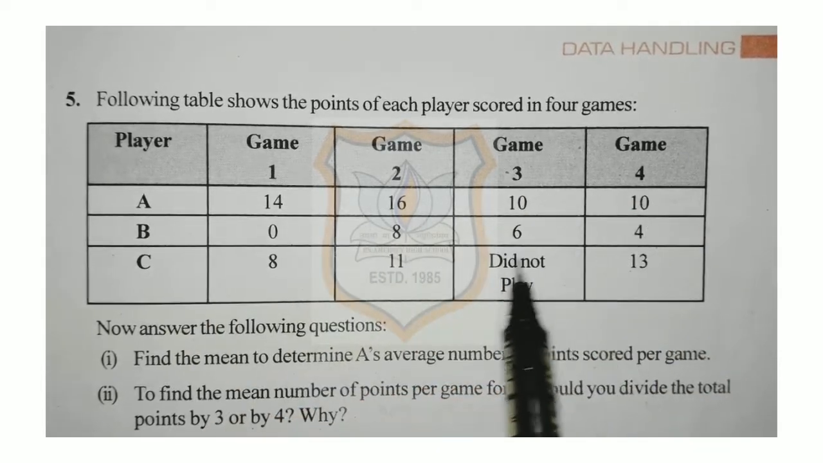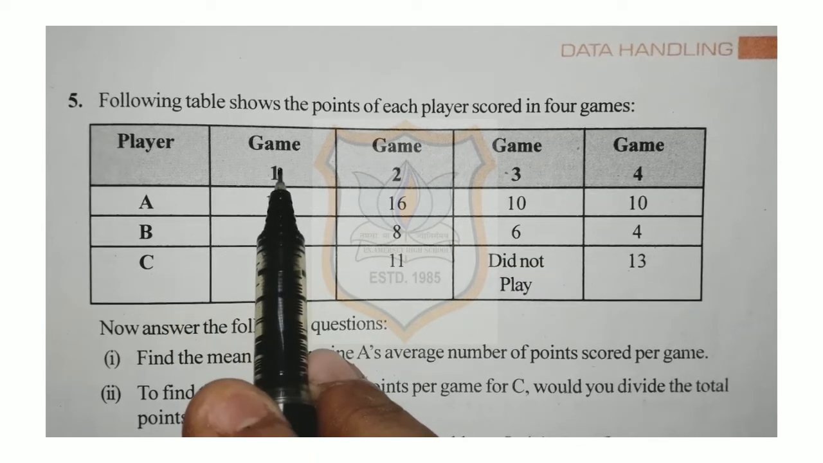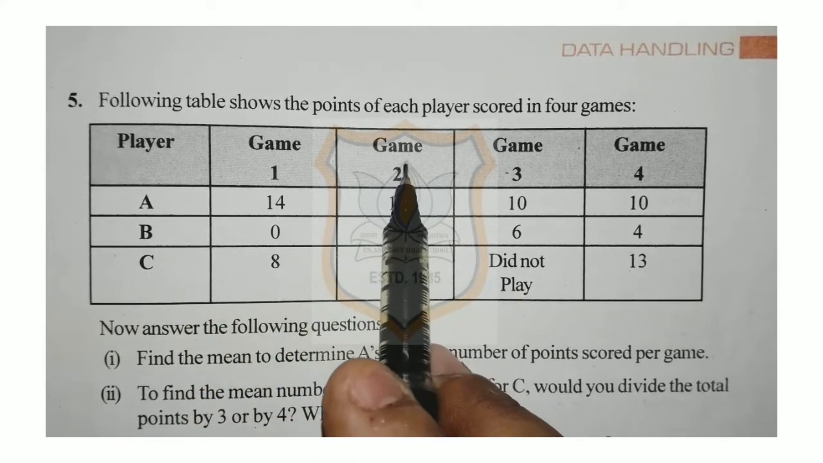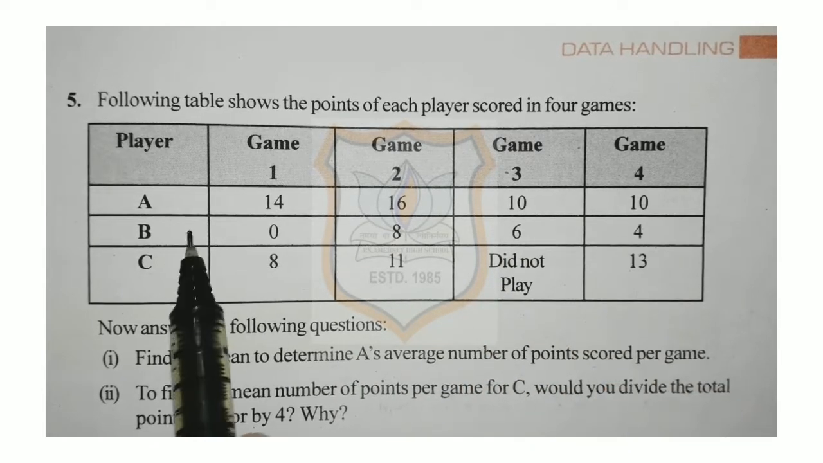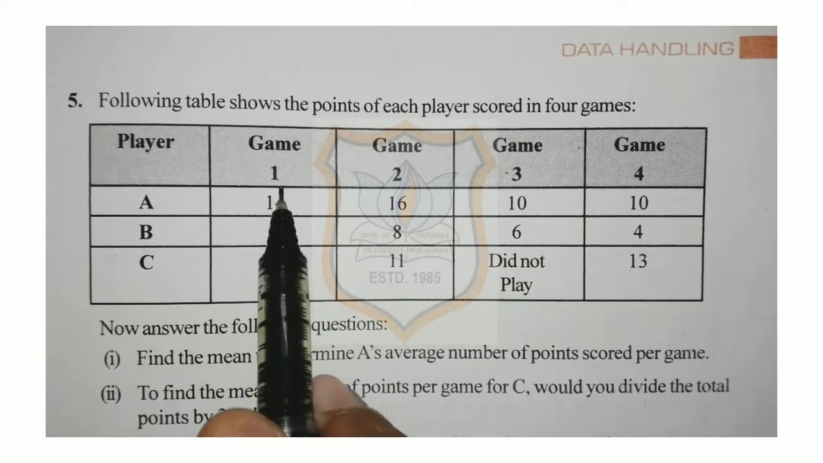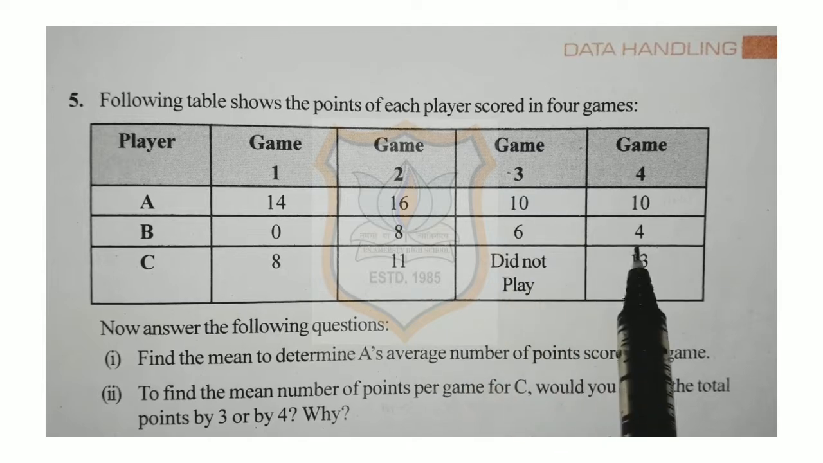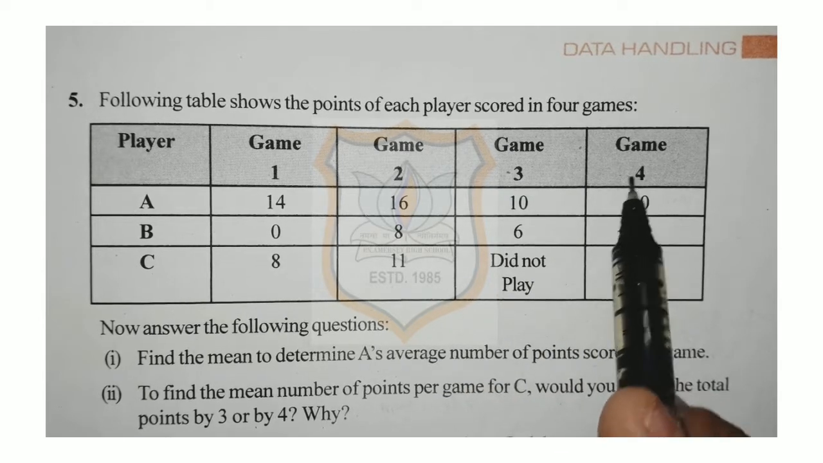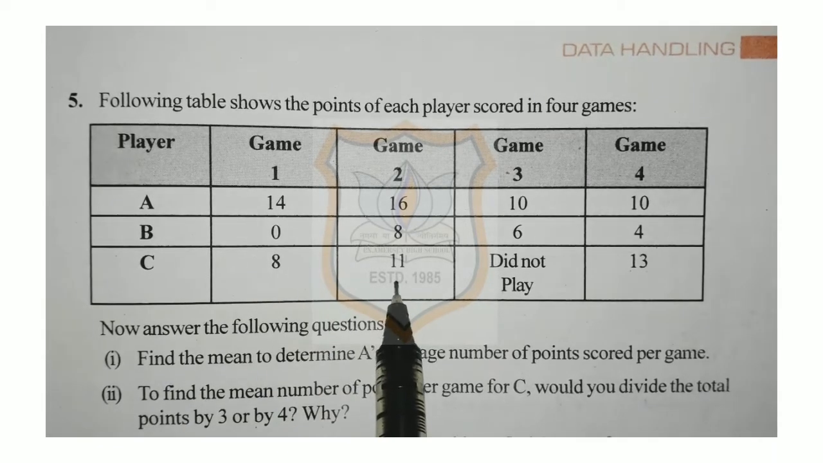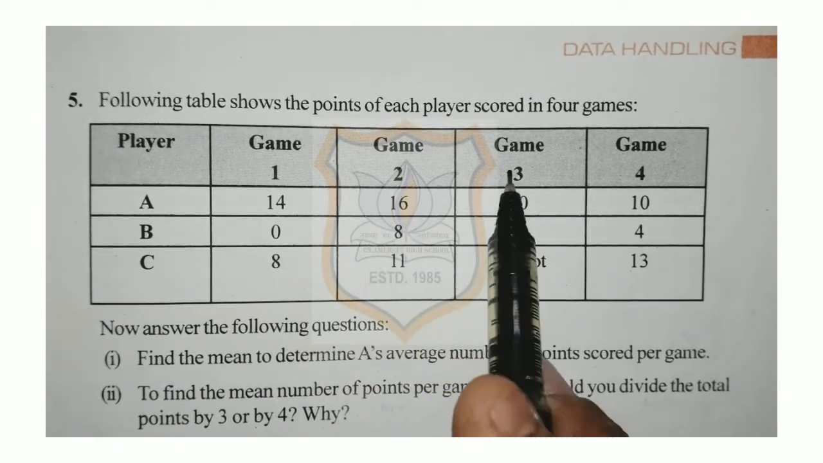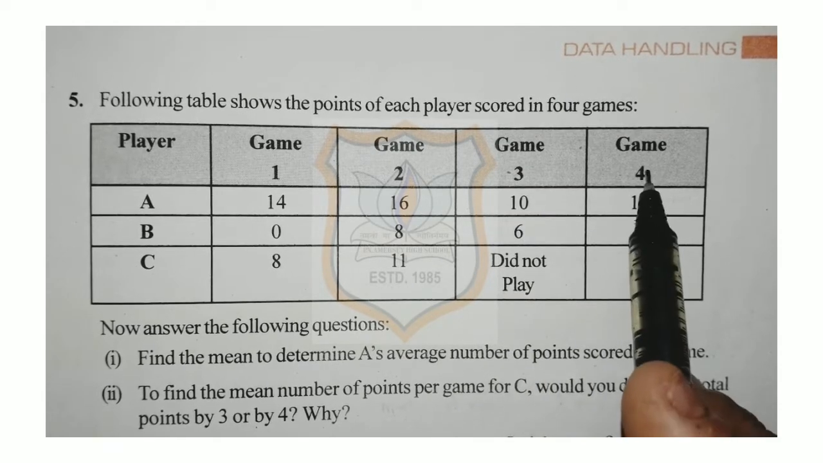This is the table which shows that A player scored 14 points in first game, 16 points in second game, 10 points in third game, 10 points in fourth game. B player scored 0 points in first game, 8 points in second game, 6 points in third game and 4 points in fourth game. And C player scored 8 points in first game, 11 points in second game and third game he did not play. And he scored 13 points in fourth game.